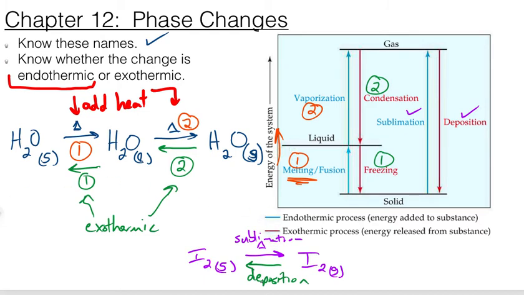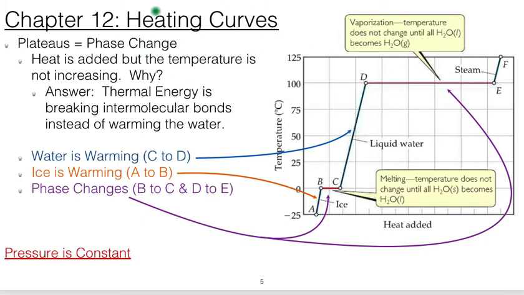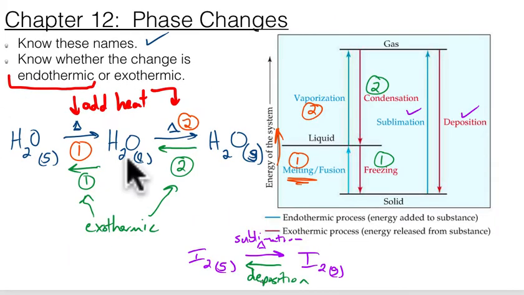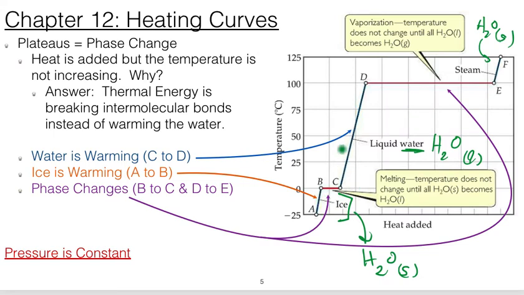Now these changes can also be shown in something called a heating curve. This is a heating curve for water. Down here, ice, H2O solid, then liquid water, H2O liquid, and then steam, H2O gas. So we're on the same pathway that we see here, it's just plotted a little bit differently. The actual phase changes are occurring right there and right there.